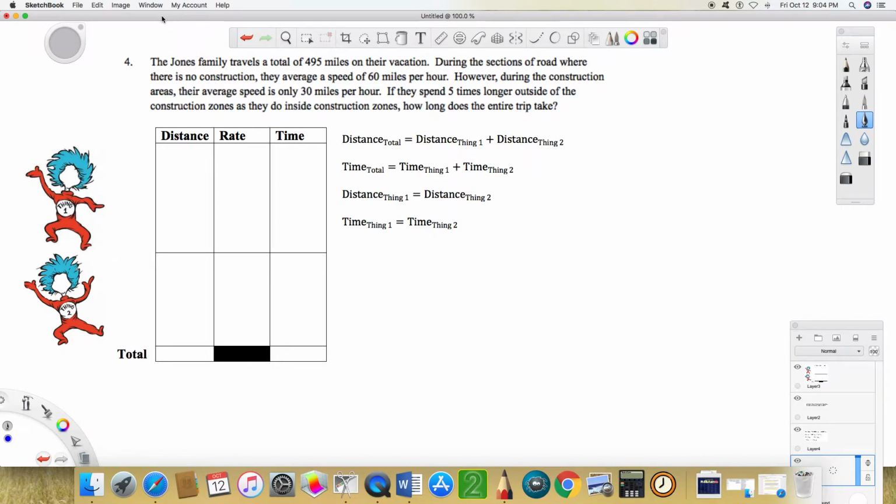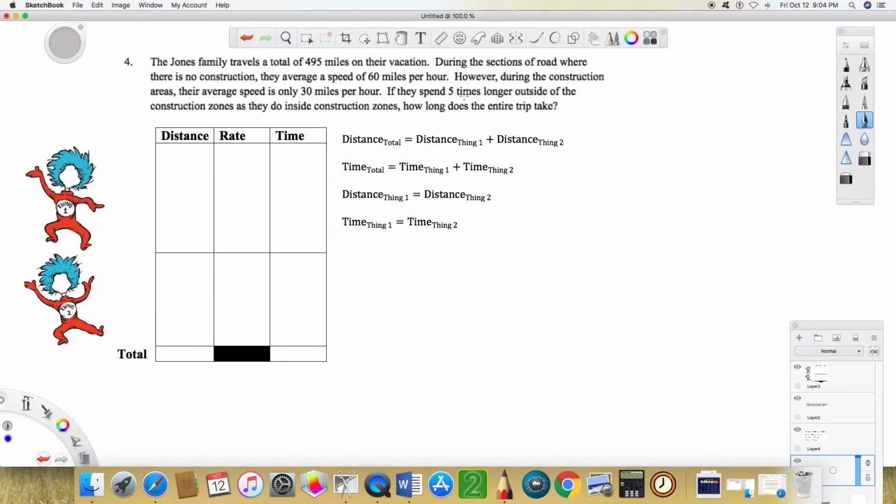Read this problem carefully and then determine what your thing one and thing two are going to be, and then press continue. All right, so let's look at this problem. The Jones family traveled a total of 495 miles on their vacation. During the sections of road where there is no construction, they average a speed of 60 miles per hour. However, during the construction areas, the average speed is only 30 miles per hour. If they spend 5 times longer outside of the construction zones as they do inside construction zones, how long does the entire trip take?